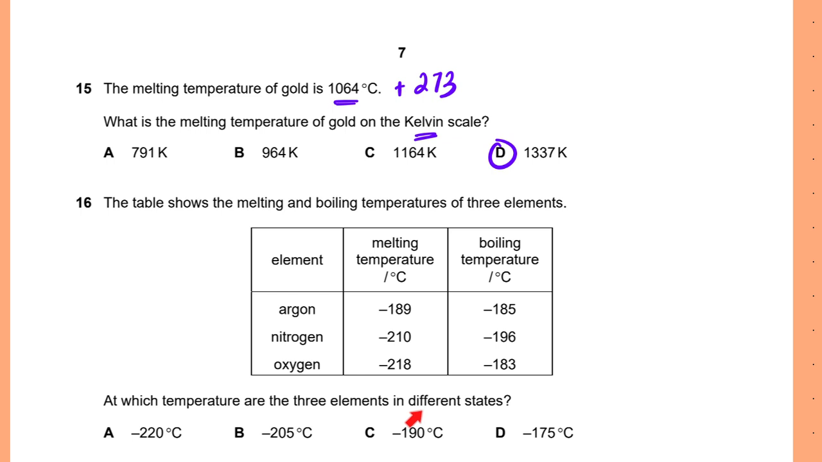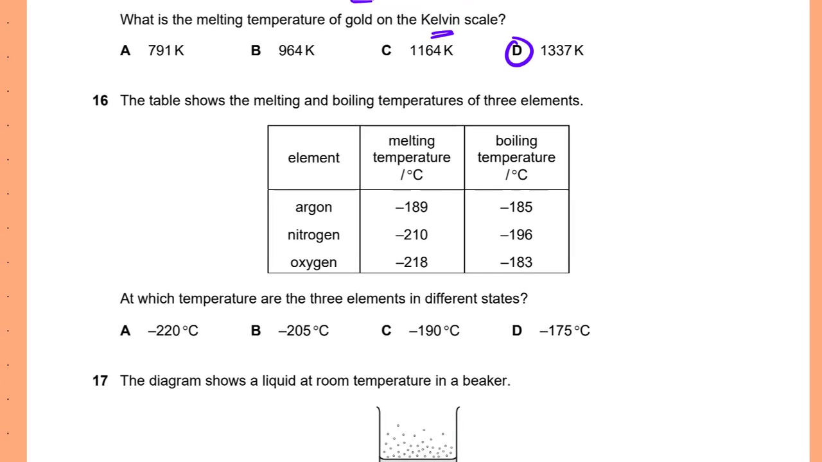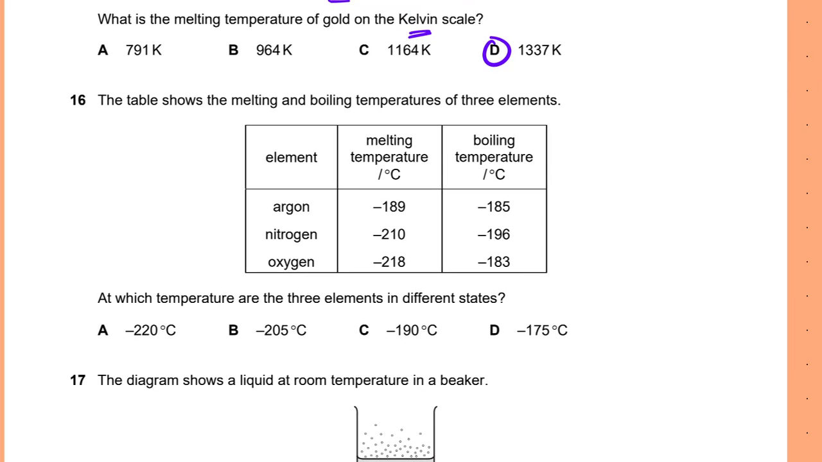16. The table shows melting and boiling temperature of three elements, argon, nitrogen, and oxygen. At which temperature are the three elements in different states? Alright, so let me mark on one line. Okay, let's just make this here. So let's say this is that line.